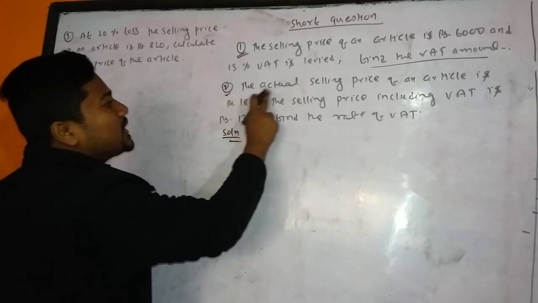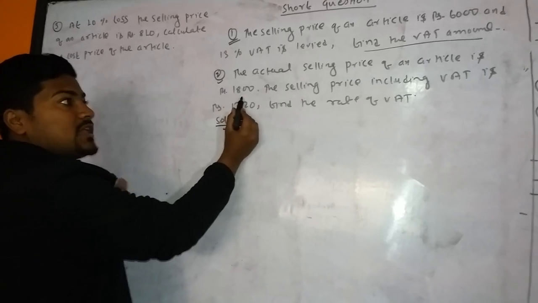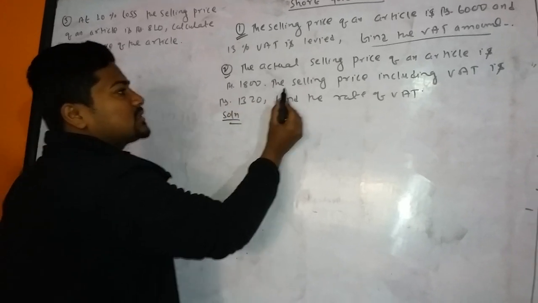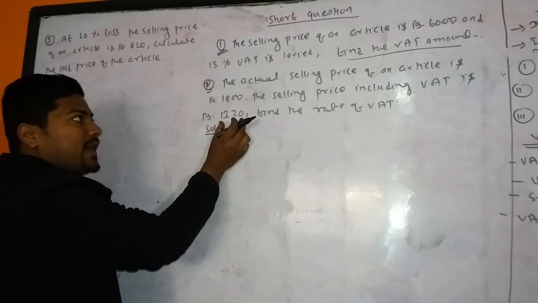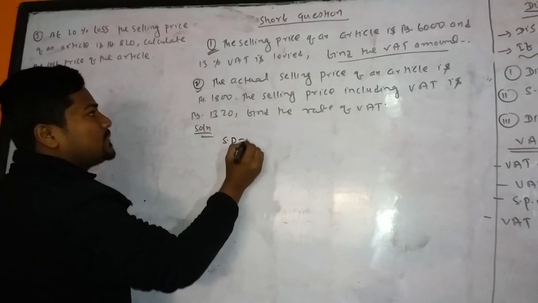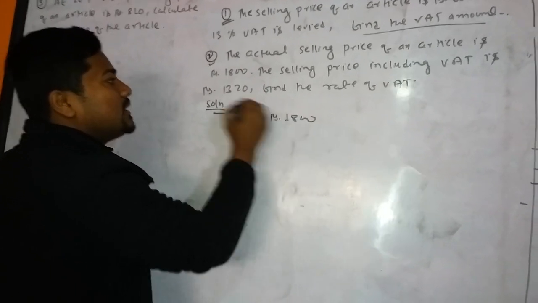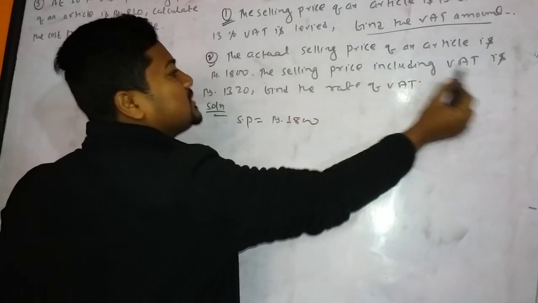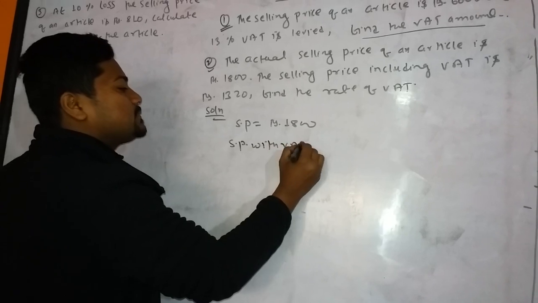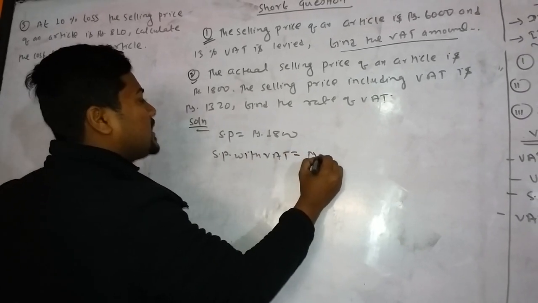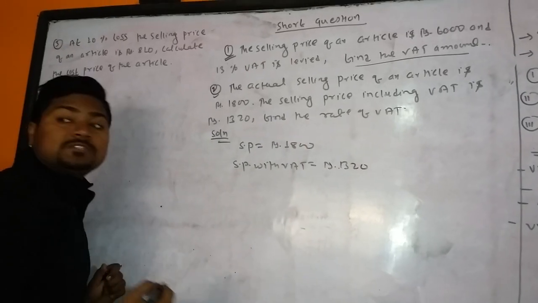Question number two solution. The actual selling price of an article is 1800. Actual selling price means SP. The selling price including VAT is given, SP with VAT. SP is given as 1800 rupees, and the selling price including VAT, SP with VAT, is given as rupees 1320. Find the rate of VAT, means the VAT percentage.